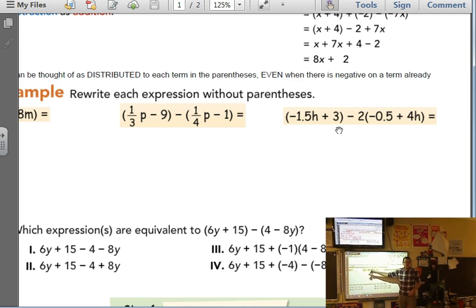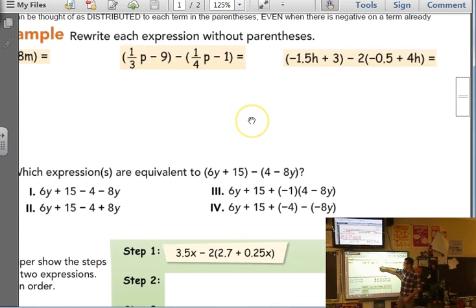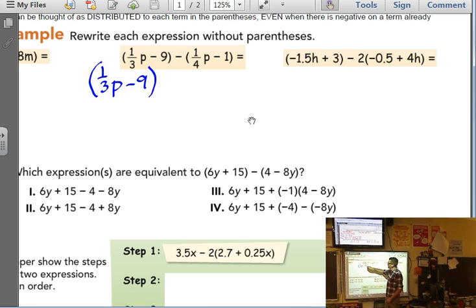So here, let's do it the other method. That's going to make Monica angry. But let's do it the method where we switch this to addition. I'm going to run out of space, so I'm going to have to use a bunch of my board. Rewrite this as 1/3 p minus 9 plus a negative, but you can't just have a negative sign floating there, so it has to be a negative something. So we say -1 applied to the 1/4 p minus 1.